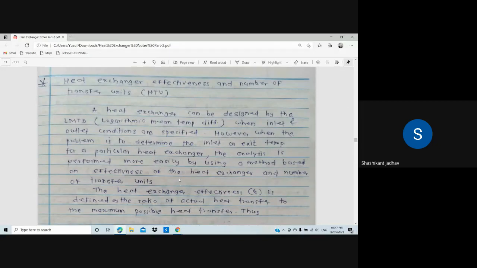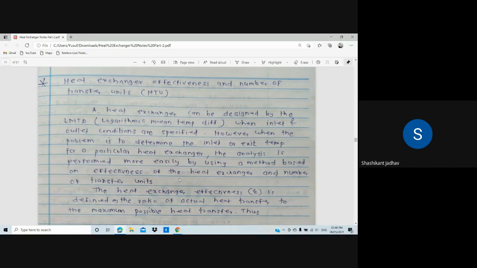Okay. So what is meant by heat exchanger effectiveness? The heat exchanger effectiveness is defined as the ratio of actual heat transfer to the maximum possible heat transfer. Okay. So all of you write down the definition for the heat exchanger effectiveness. Heat exchanger effectiveness epsilon is defined as the ratio of actual heat transfer to the maximum possible heat transfer. Okay.